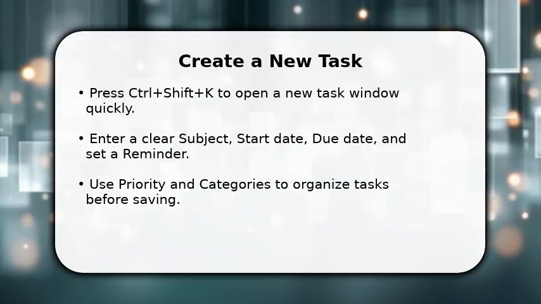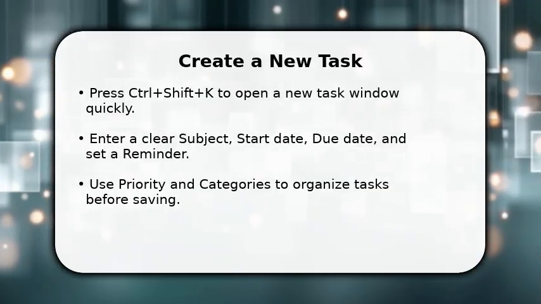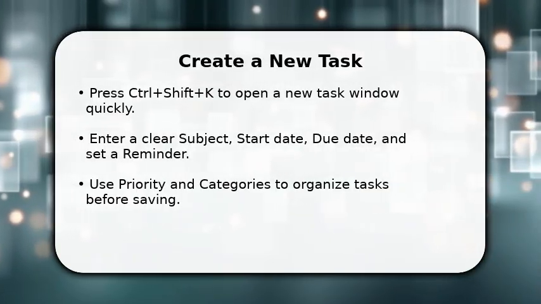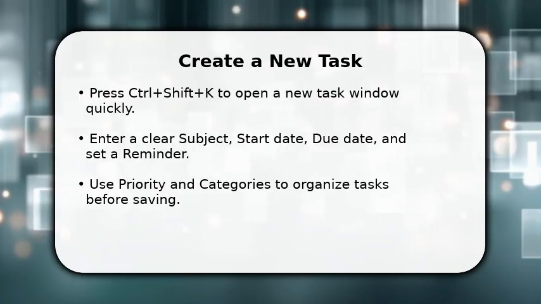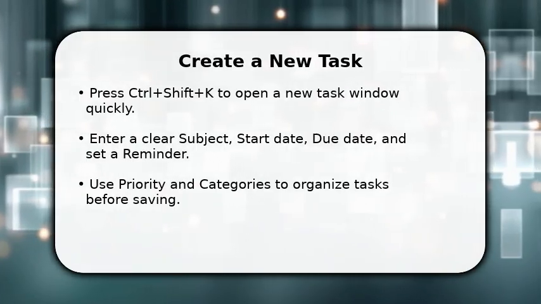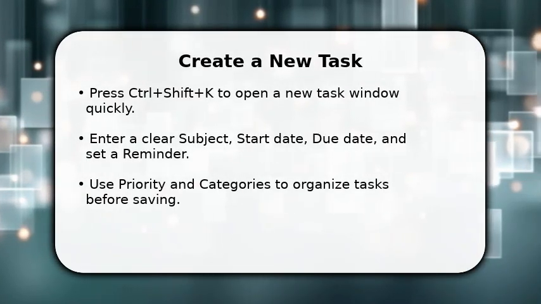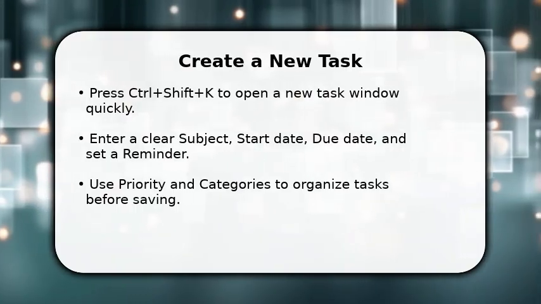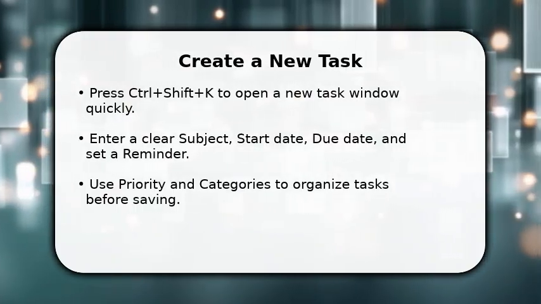Press Ctrl plus Shift plus K to open a new task window quickly and start typing a clear subject. Add a start date and a due date to set expectations and deadlines for completion. Choose a reminder time so Outlook alerts you by a specific date and hour.